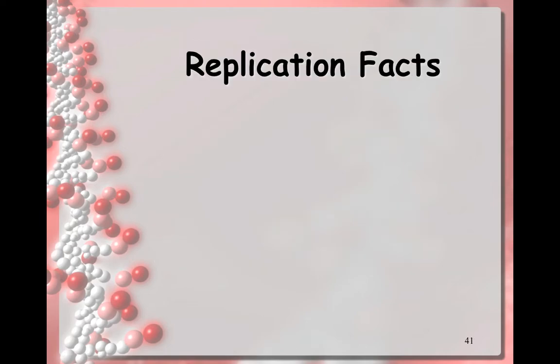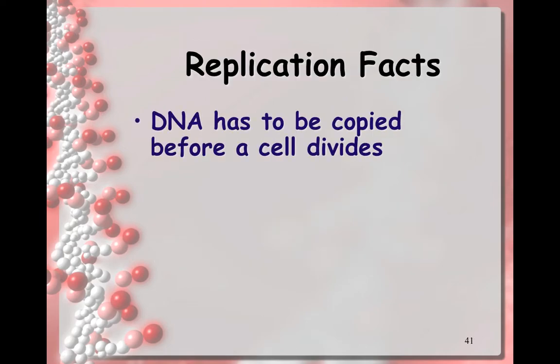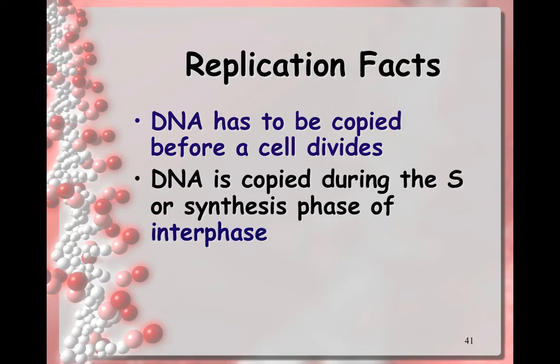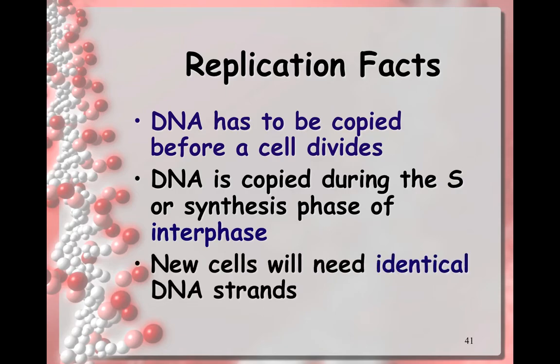Okay, so facts about replication. DNA has to be copied before the cell divides. DNA is copied during the S or synthesis phase of interphase, and new cells will need identical DNA strands from the original cell. So remember things in blue, let's not write this down because you guys already know all these things. I know you do because we spent a lot of time talking about this in mitosis. But you need to remember that your new cells are going to be identical to your mother cells. Your daughter cells are identical to your mother cells.